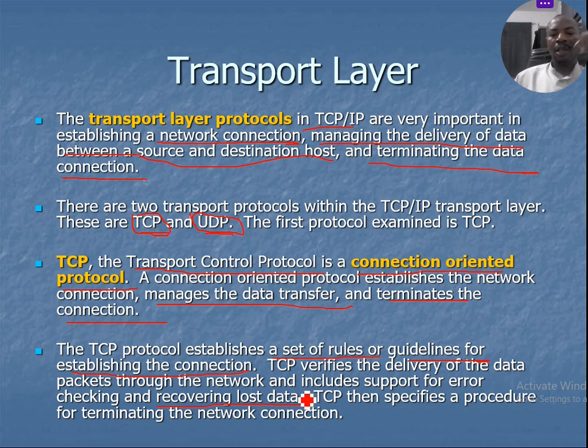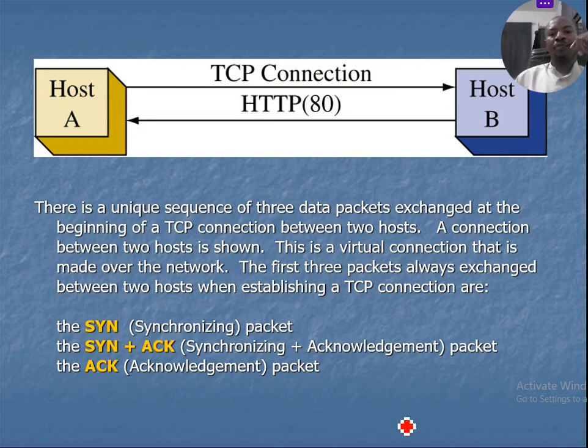So you can see the functionality of the TCP under the transport layer, right? The TCP also specifies the procedure for terminating. Okay, you go to terminate this data packet in this manner. So it will specify the procedures to use in order to terminate. Yeah, let's move on quickly.